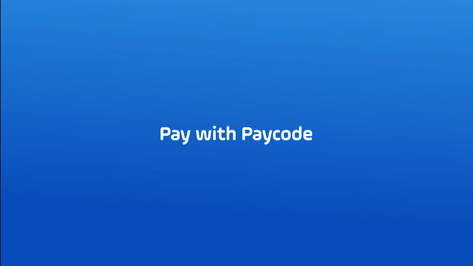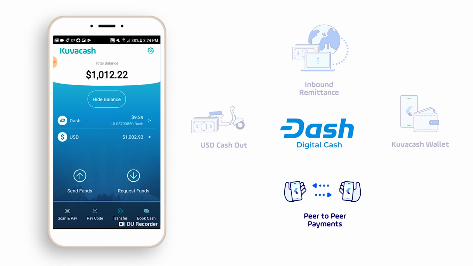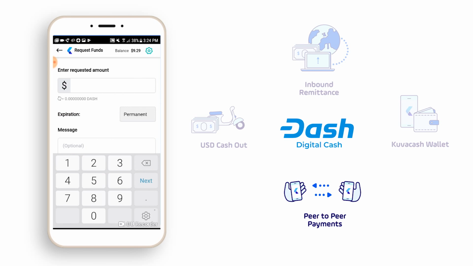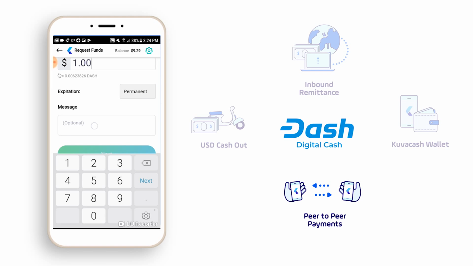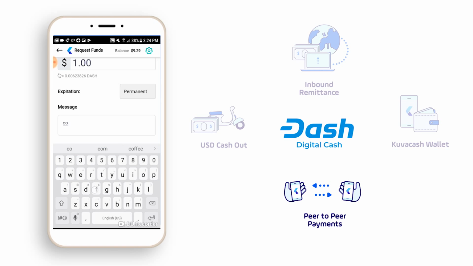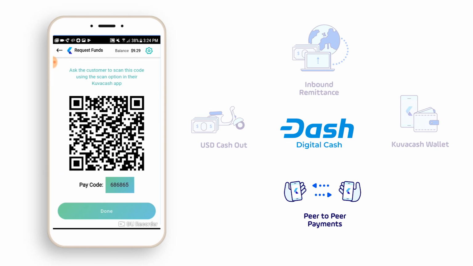So now I'm going to request funds, and I'm going to request funds via a pay code. So I click Request Funds, I enter a requested amount, and I remind the person that I'm requesting from what this is for. Select Next. And as you can see here, a QR code is generated along with a pay code. The QR code is going to be useful when the two individuals are face-to-face, whether it's two friends or a merchant transacting with a consumer.